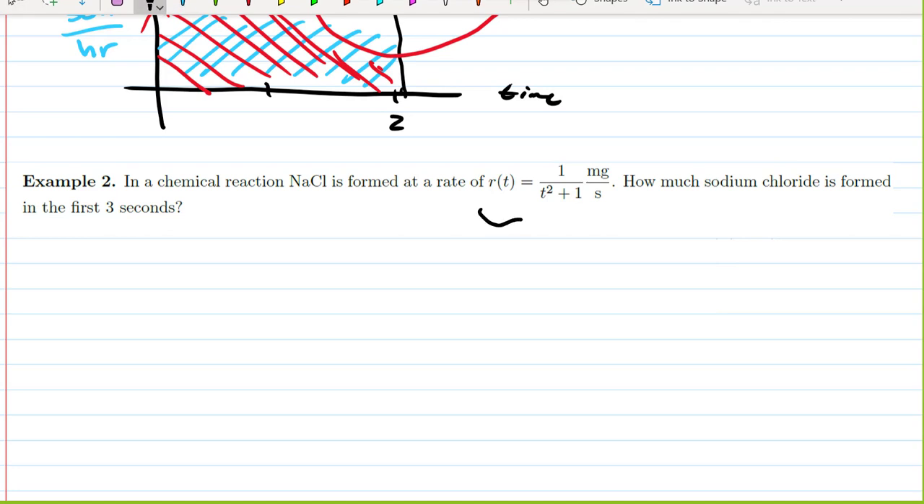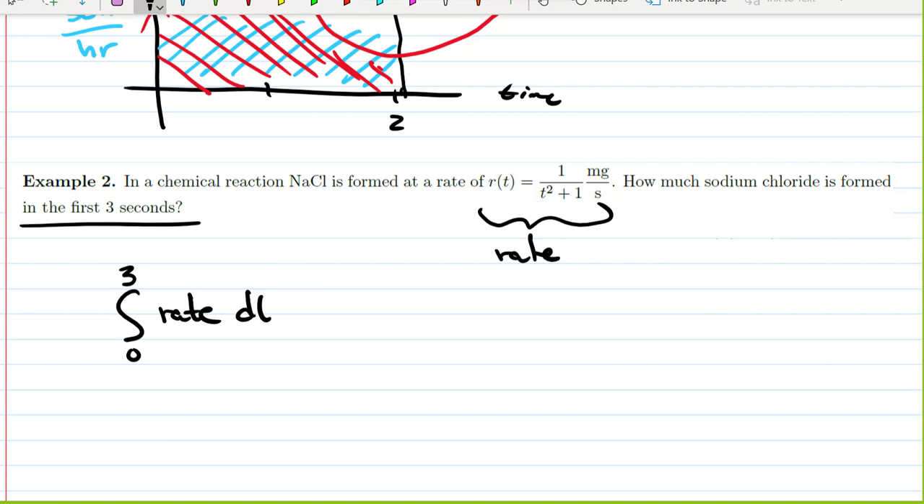So this represents our rate right here. So if we want to find out the total amount formed in the first 3 seconds, we are going to take the integral from 0 to 3 of the rate dt. So in this case, that's going to be the integral from 0 to 3 of 1 over t squared plus 1 dt.